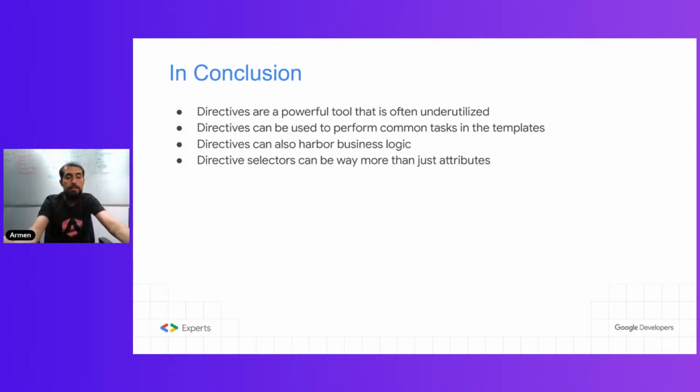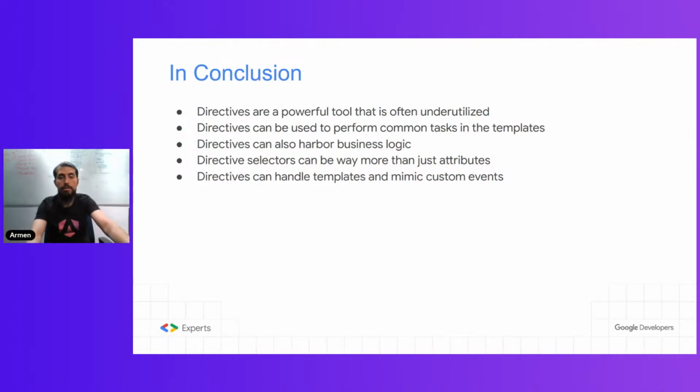Directive selectors, as we have seen, can be way more than just attributes. They can be bound to our event outputs, event emitters. They can be bound to CSS classes. They can be structural. They can be attributes with specific values. So possibilities are endless in this case. And we can handle template logic and mimic custom events as we've seen in the last example. So again, really lots of use cases for directives.